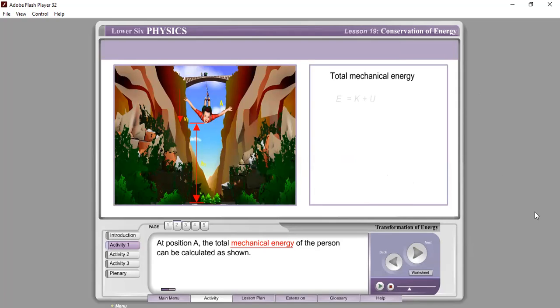Total mechanical energy, E, equals K plus U, which equals 1.06 times 10 to the power 4 plus 1.57 times 10 to the power 5, which equals 1.68 times 10 to the power 5 joules.